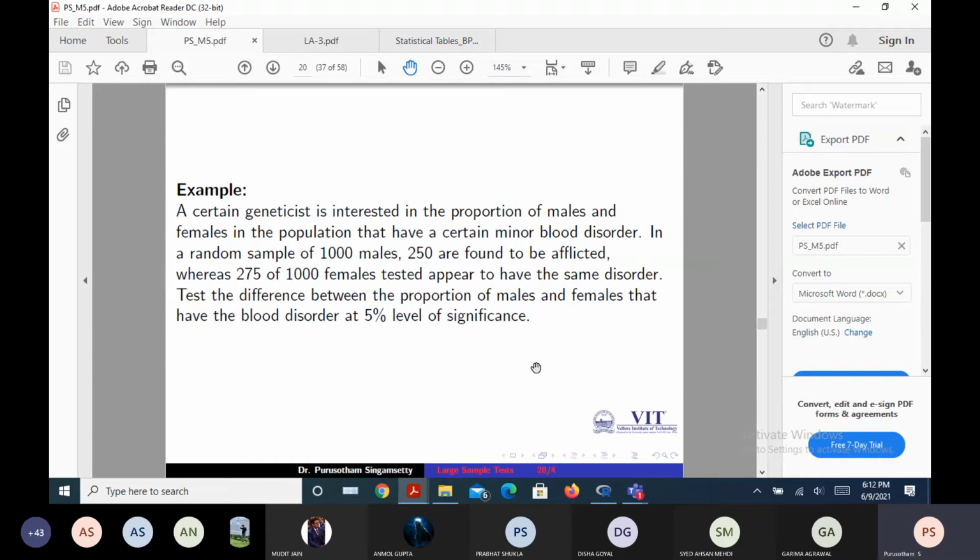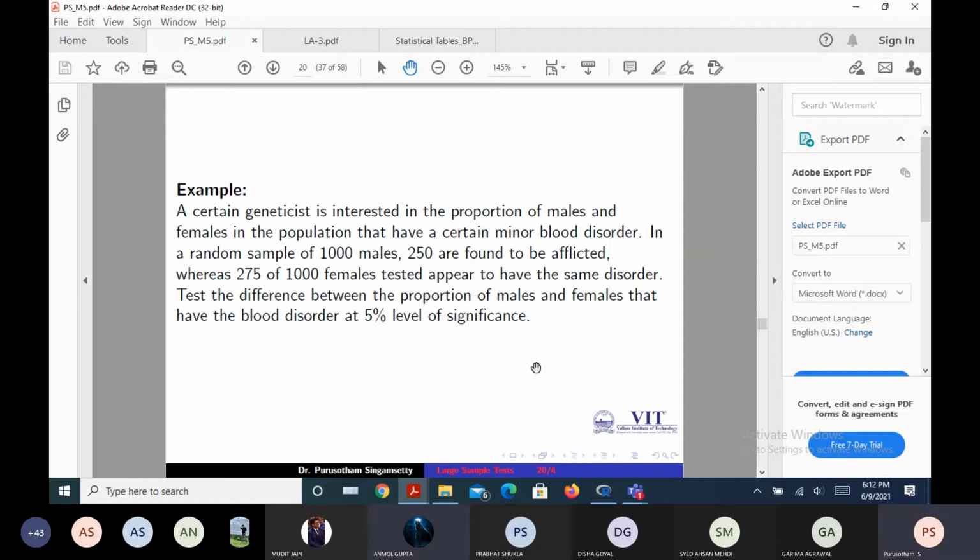Someone can read the question. The question says that a certain geneticist is interested in the proportion of males and females in the population that have a certain minor blood disorder. In a random sample of 1,000 males, 250 are found to be afflicted, whereas 275 of 1,000 females tested appear to have the same disorder. Test the difference between the proportion of males and females that have the blood disorder at 5% level of significance.